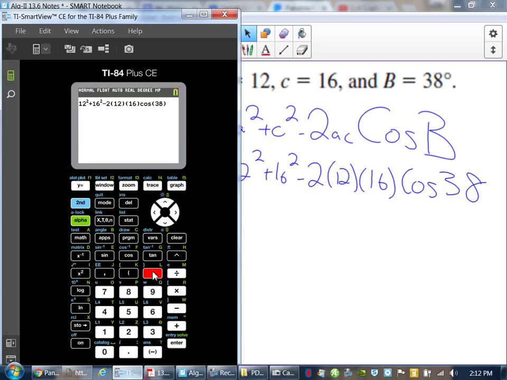I type it into my calculator exactly the way I wrote it out, and I press enter. And I get b squared is 97 and change. How do I find b? Find the square root of the answer. Very good. Second square root of my answer. And there's b. Side b is 9.87. Okay? That gives me my value of b.